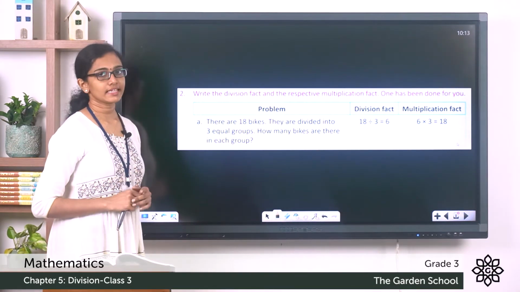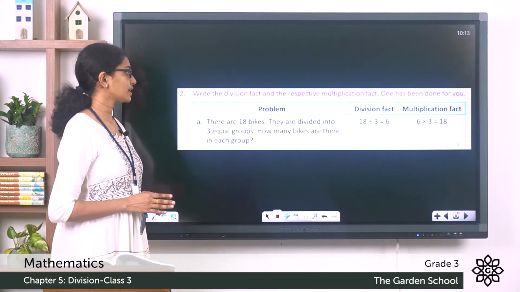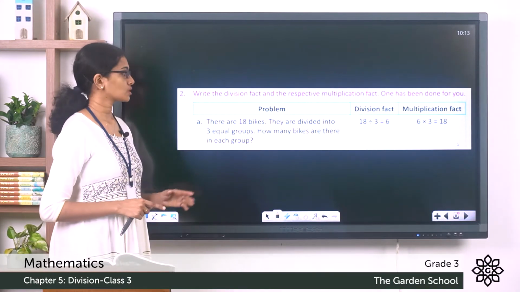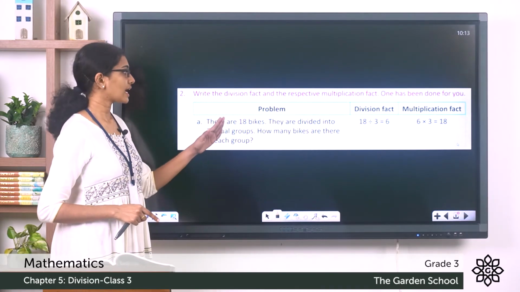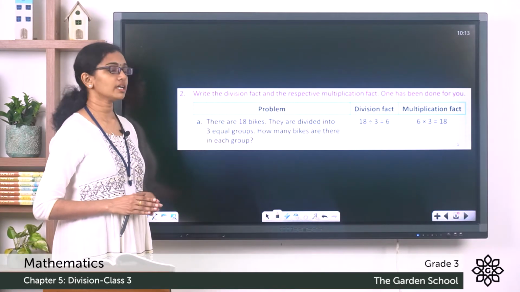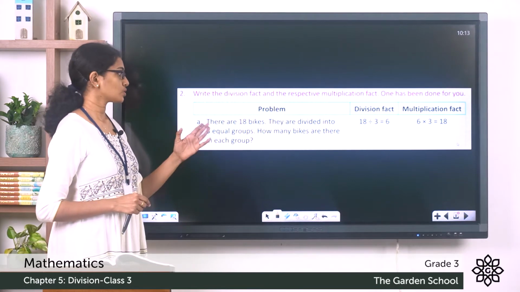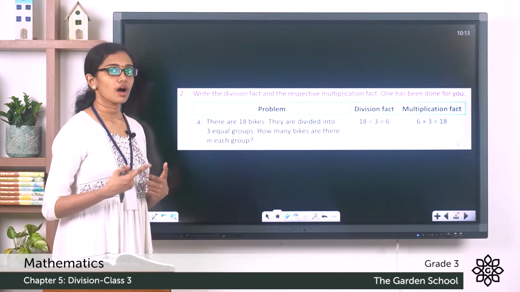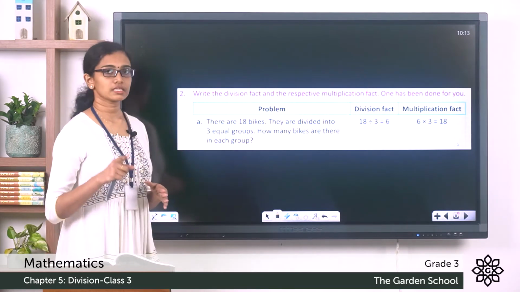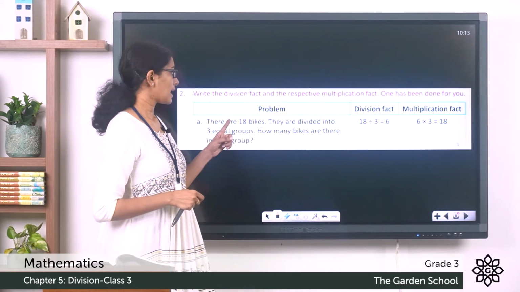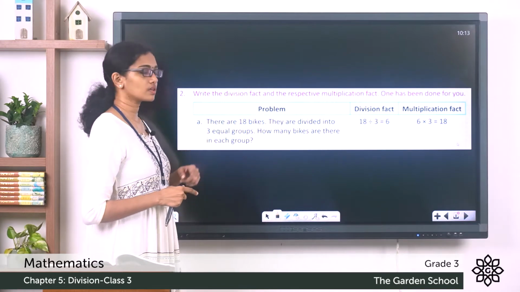There are 18 bikes. They are divided into 3 equal groups. How many bikes are there in each group? So there are 18 bikes which are divided into 3 equal groups. So you are asked to find out how many bikes will there be in each group. So from the question, how do you write the division fact? 18 bikes divided into 3 equal groups.